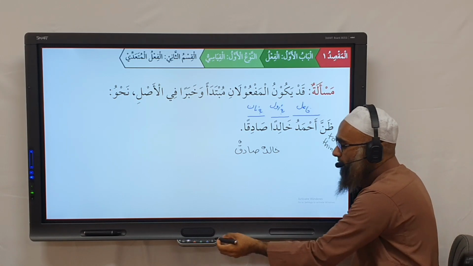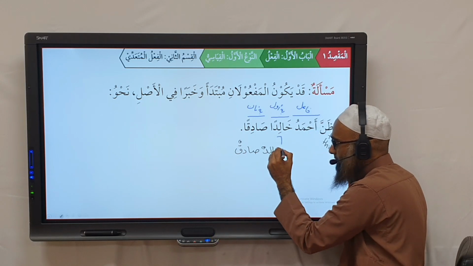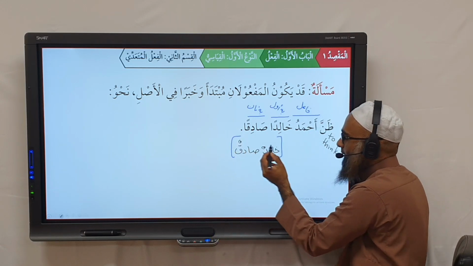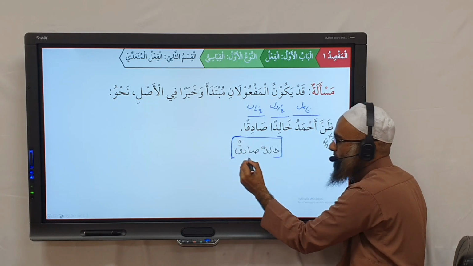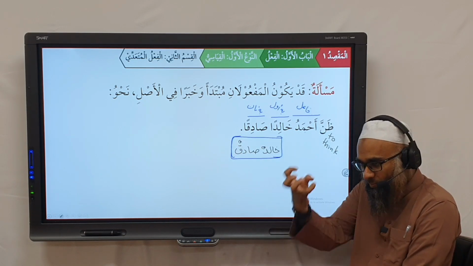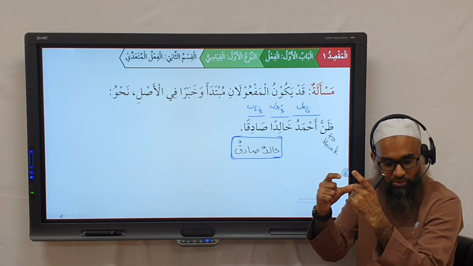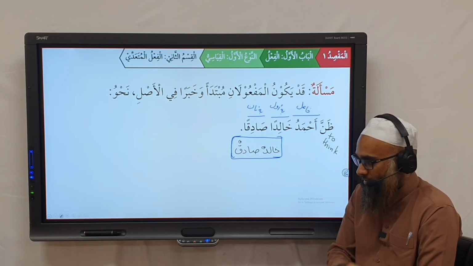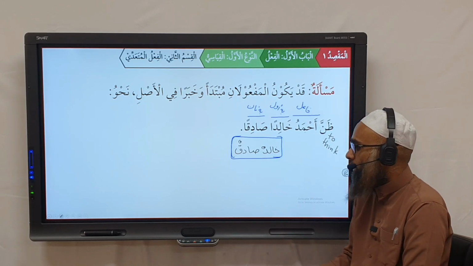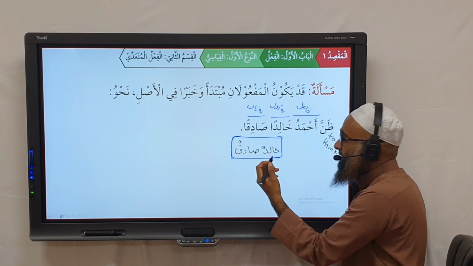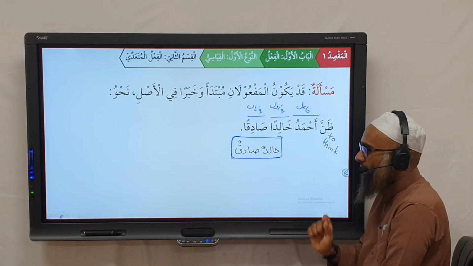It makes sense. So what it really means is that this is a mubtada khabar. And we're saying that Ahmad thought about this mubtada khabar. So this mubtada khabar, Khalidun Sadiqun, Ahmad assumed this. Ahmad presumed this. Ahmad thought this. Ahmad thought that Khalid was truthful. So if you translate it as well, you can even translate the two maf'ools as a mubtada khabar.